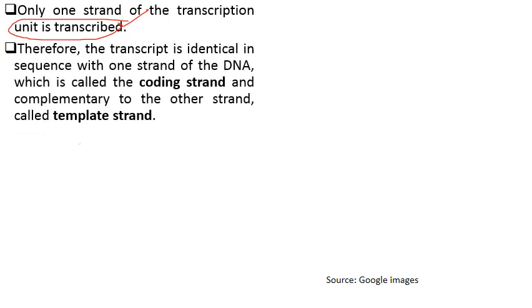Next, only one strand of the transcription unit is transcribed. जो DNA का double stranded structure होता है उसमें से एक ही strand transcription show करता है, means that will undergo transcription process and form the RNA, single stranded RNA. Therefore, the transcript is identical in sequence with one strand of DNA, which is called the coding strand, and the complementary to the other strand is called template strand.